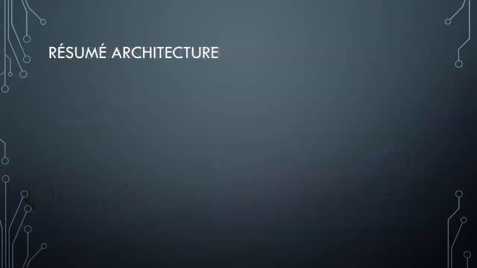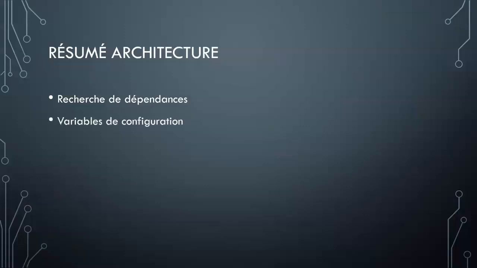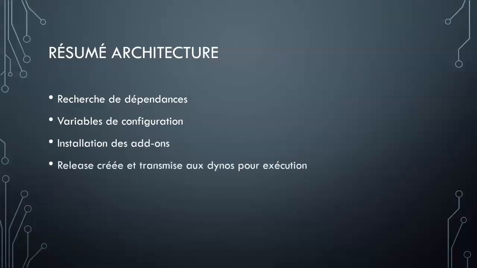Now let's do a recap. It all starts with the changes made to the source code, which can be found in Heroku Git. Then there are the automatic steps in this order: the search for dependencies and the creation of the files or data required, for example images. Then Heroku adds the configuration, then it installs the add-ons. Once all this is done, a release is created, which will be given to a dyno who can launch it.